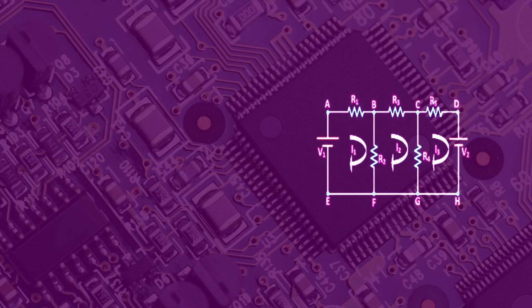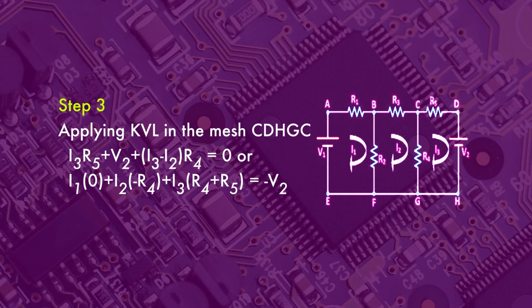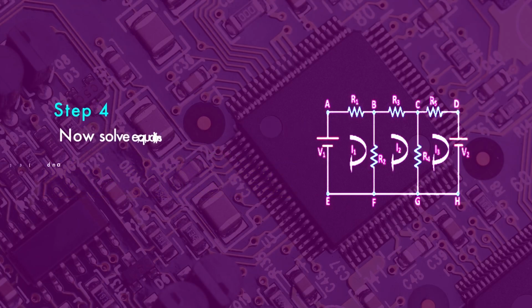Now you have to apply the KVL in C, D, H, G, C. So you can write the equation I3 into R5 plus B2 plus (I3 minus I2) into R4 is equal to 0. After rearranging, this equation can be written as minus I2 R4 plus I3 (R4 plus R5) is equal to minus B2. This can be written as equation number 3.